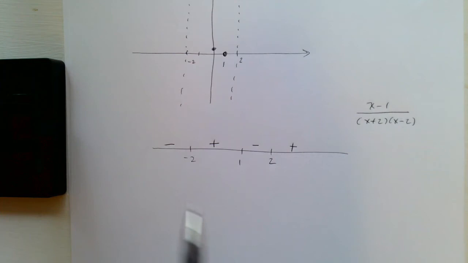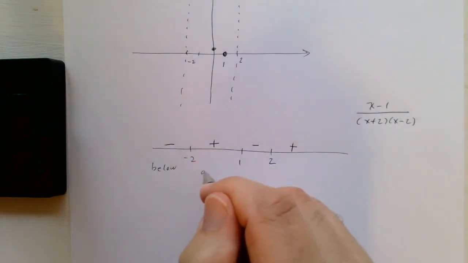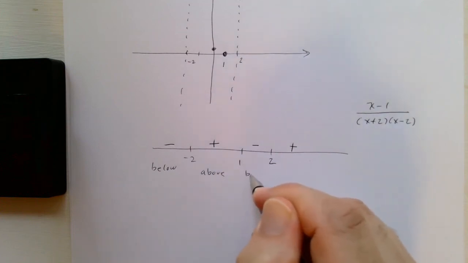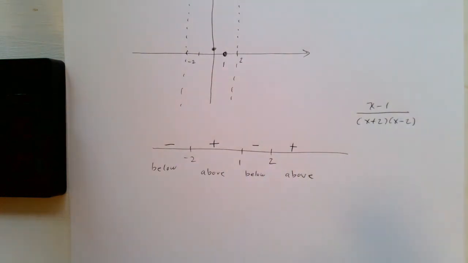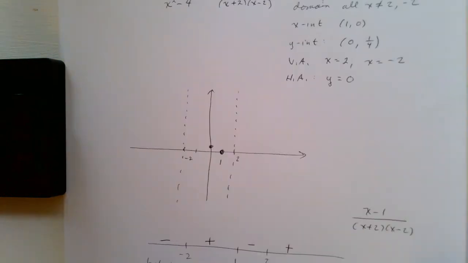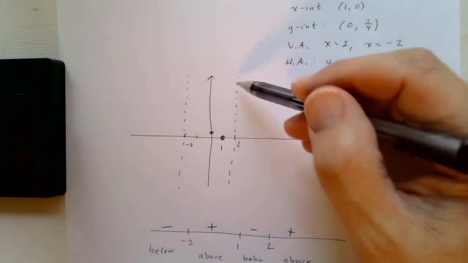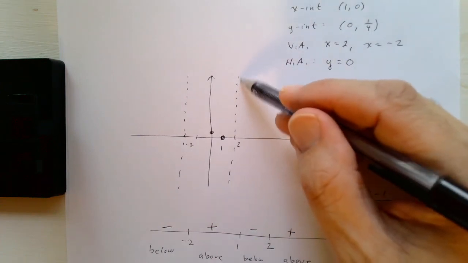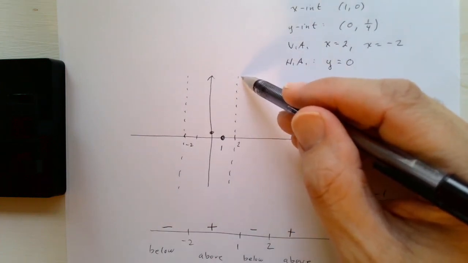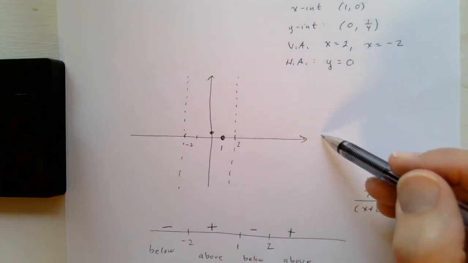So this tells us that the graph is below, then above, then below, then above the x-axis. Okay, so let's look. We know that on the interval to the right of 2, the graph has to be above the x-axis, and that means it's going to be shooting up on the right side of 2. And because we have a horizontal asymptote, which is the x-axis, it's going to come down like this.